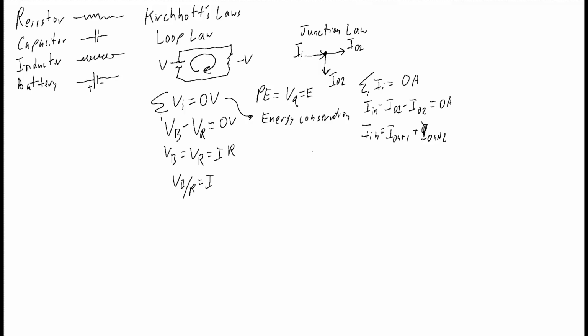So what this is a statement of, there's a variety of ways to say this. This is current conservation, but there's also number conservation, number of electrons, and this is also matter conservation. So the number of electrons that come in have to leave, and the amount of matter that comes in has to leave.